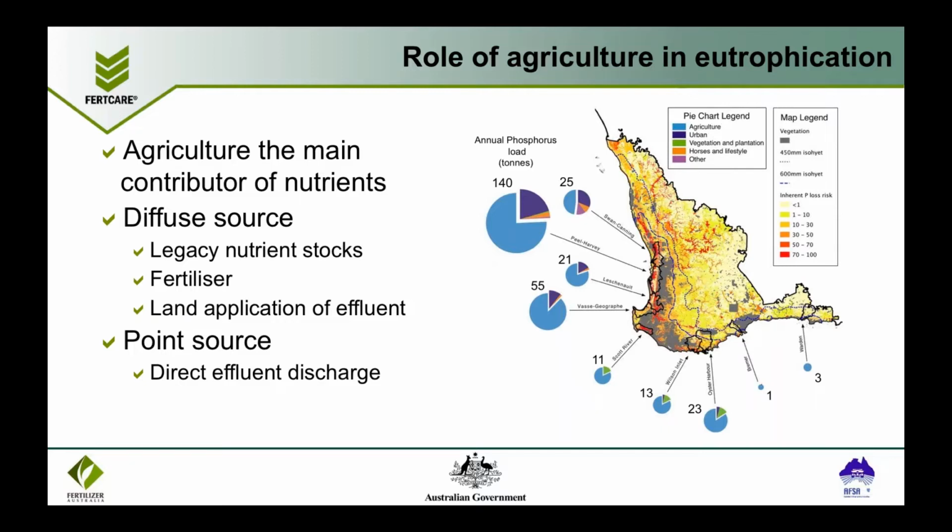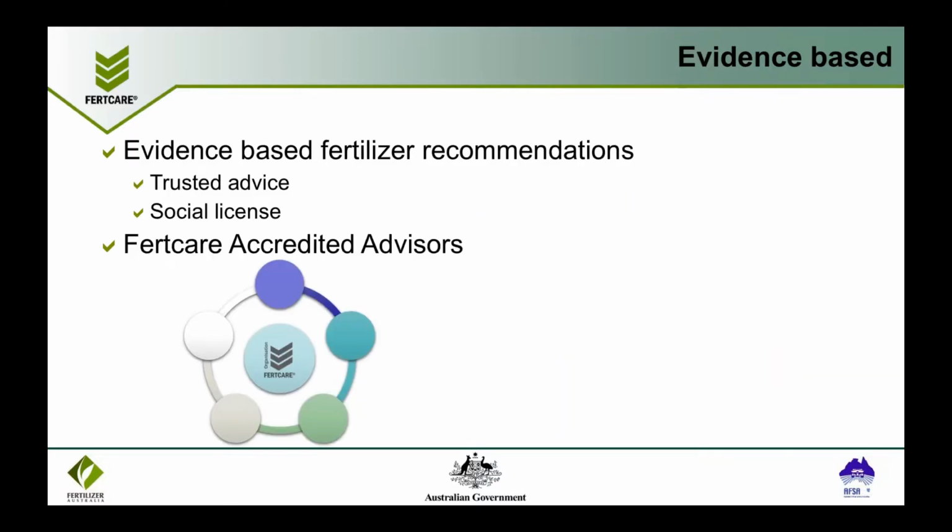So it is really important that we manage agriculture and our nutrient use in agriculture in as objective a way as we possibly can. And Jeff's already touched on this around the importance of evidence-based fertiliser recommendations, trusted advice, and maintaining community support for the farming sector, or social licence. He's also mentioned Fertcare accredited advisors, and the fact that there are 5 key areas, or competencies or performance standards, that Fertcare advisors need to adhere to.